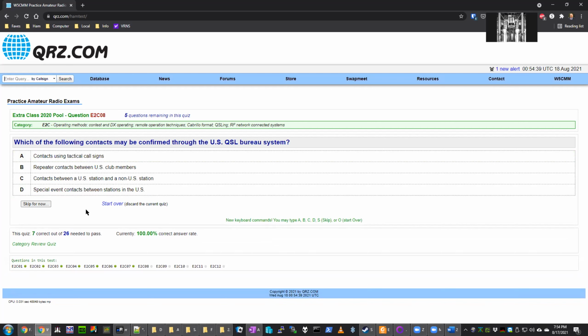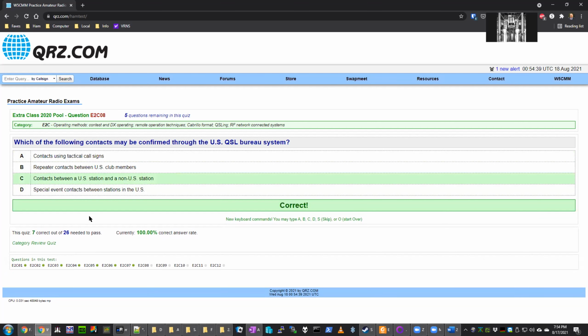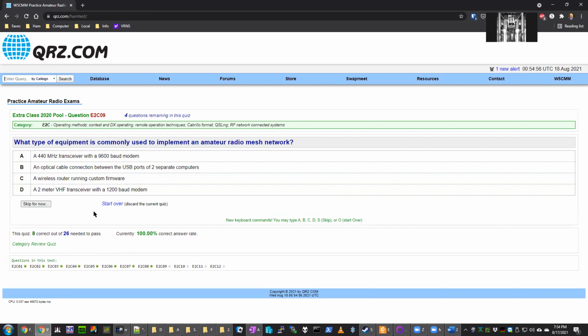Which of the following contacts may be confirmed through a US QSL bureau system? C. Yeah, that's going to be C. What type of equipment is commonly used to implement an amateur radio mesh network? C. Yeah, that's going to be C. The old Linksys wireless routers, WRT54Gs, are very popular still for doing amateur radio mesh networks.